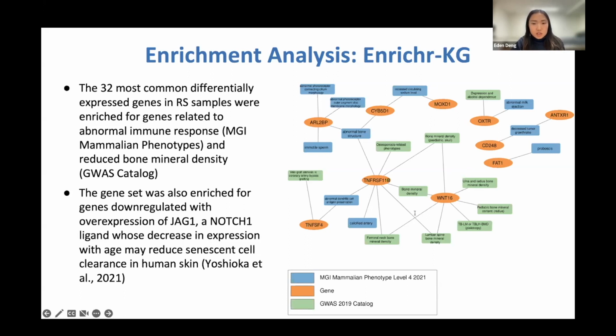An interesting association we also noted is that this gene set is enriched for genes downregulated with the JAG1 molecule. And there's evidence that JAG1 drives cellular senescence or drives senescent cell clearance in aged human skin through the Notch1 signaling pathway. So in the senescent cell samples that we analyzed, there might be some suppression of pathways linked to JAG1, which is in line with the ability of senescent cells to evade immune clearance in these age-related pathologies.